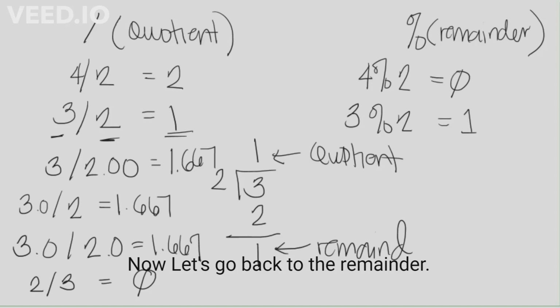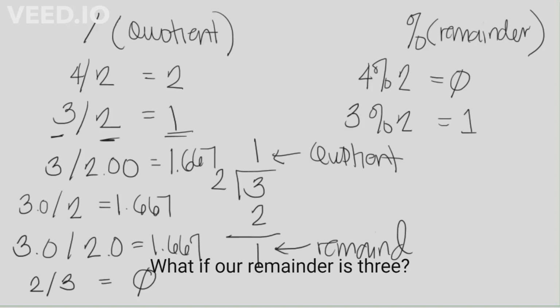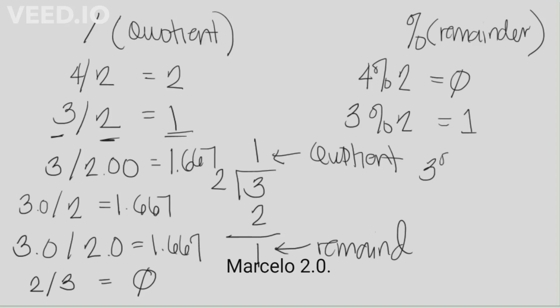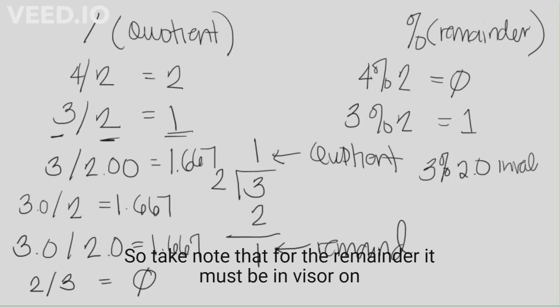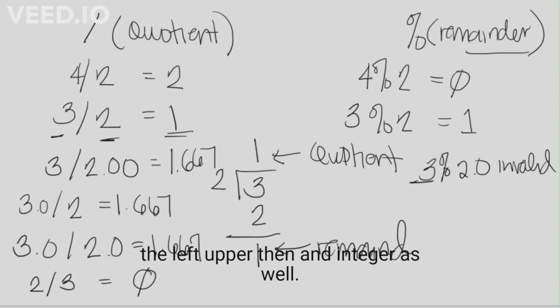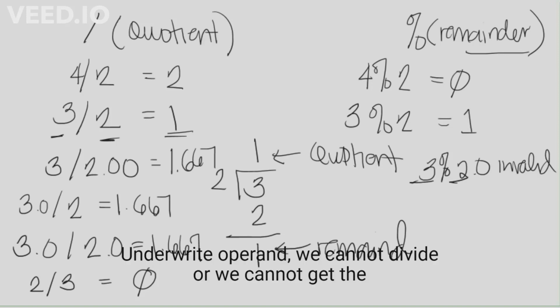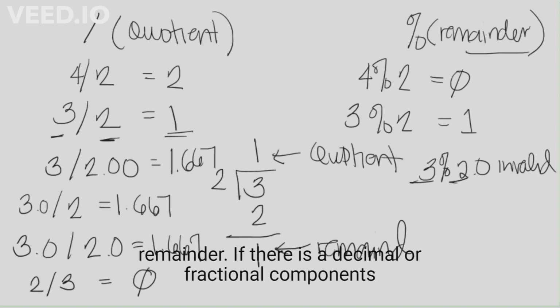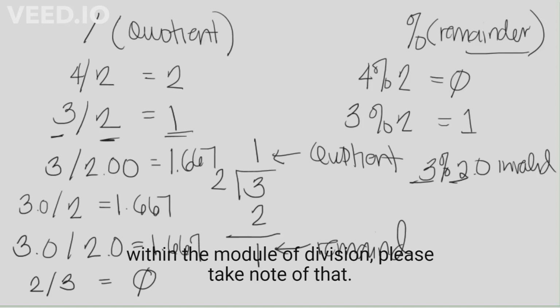Now, let's go back to the remainder. What if our remainder is 3 modulo 2.0? This is invalid. Take note that for the remainder, it must be an integer on the left operand and an integer as well on the right operand. We cannot get the remainder if there is a decimal or fractional component within the modulus division. Please take note of that.